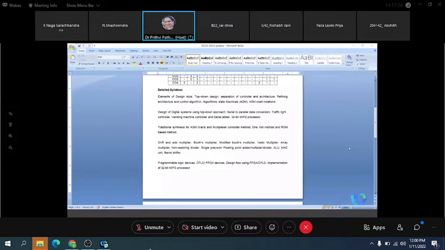Something like traffic light controller, vending machine controller, or MIPS processor is there, or take this fourth chapter. Different types of multipliers are there, or your ALU circuit, that means arithmetic logic unit. It's not a single function, no? It's having adders, subtractors.